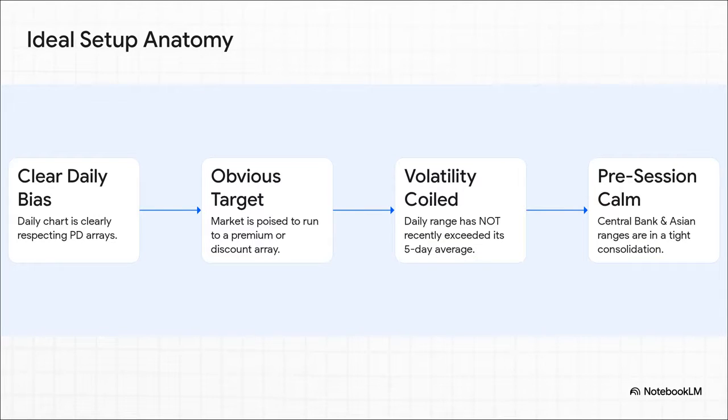A perfect setup has 4 critical components that absolutely must align. First, a clear daily bias, meaning the daily chart is cleanly respecting key price levels or PD arrays. Second, an obvious target. Price is clearly being drawn toward a specific area of liquidity, what ICT calls a premium array, which is an area of sell-side liquidity, or a discount array, an area of buy-side liquidity. Third, volatility is coiled. The daily range has been quiet recently, suggesting a big expansion is due. And fourth, as we just covered, you have that pre-session calm, a tight, clean consolidation. When these 4 elements align, the probability of a powerful move is really stacked in your favor.